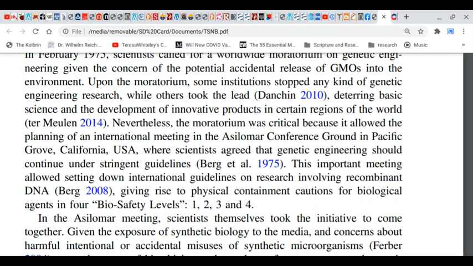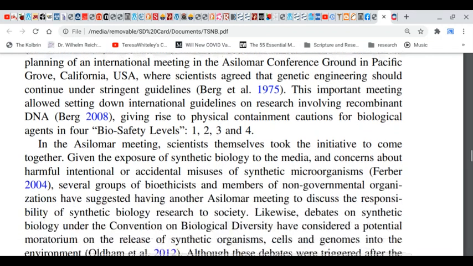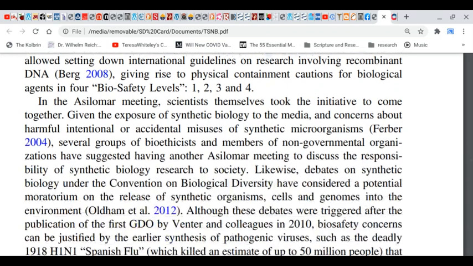In the Asilomar meeting, scientists themselves took the initiative to come together, given the exposure of synthetic biology to the media and concerns about harmful intentional or accidental misuses of synthetic microorganisms. Several groups of bioethicists and members of non-governmental organizations have suggested another Asilomar meeting to discuss the responsibility of synthetic biology to research and to society. Likewise, debates on synthetic biology under the Convention on Biological Diversity have considered a potential moratorium on the release of synthetic organisms, cells, and genomes into the environment.